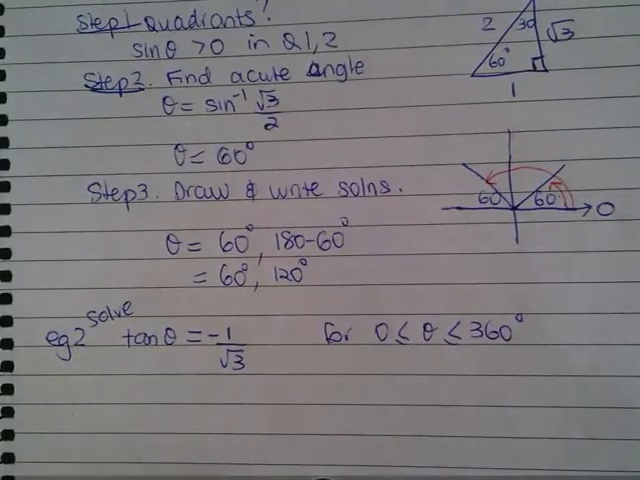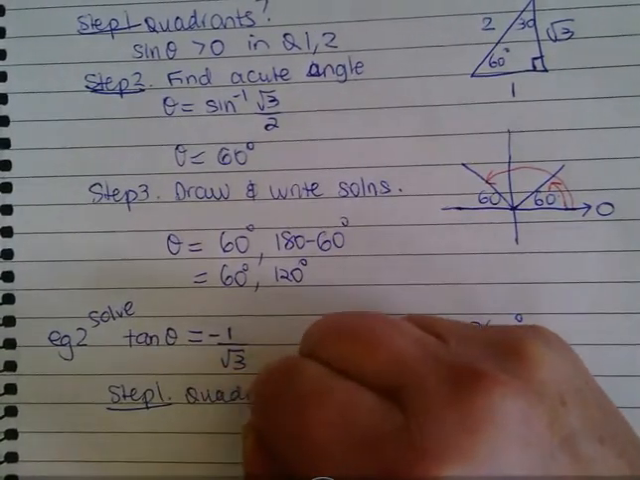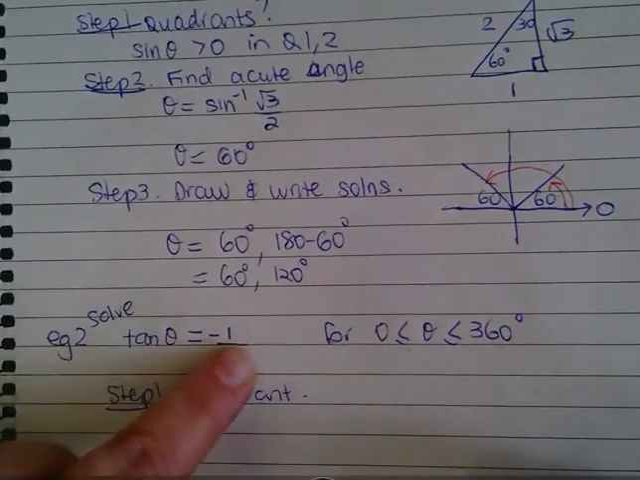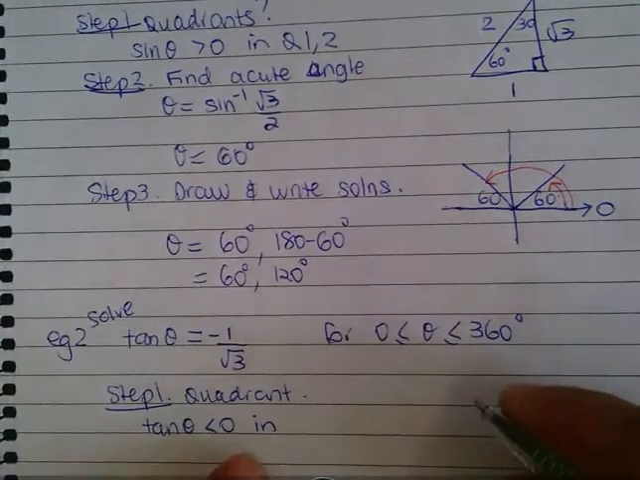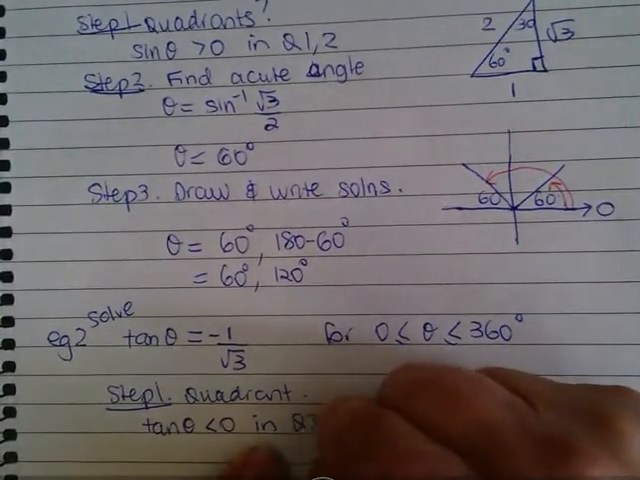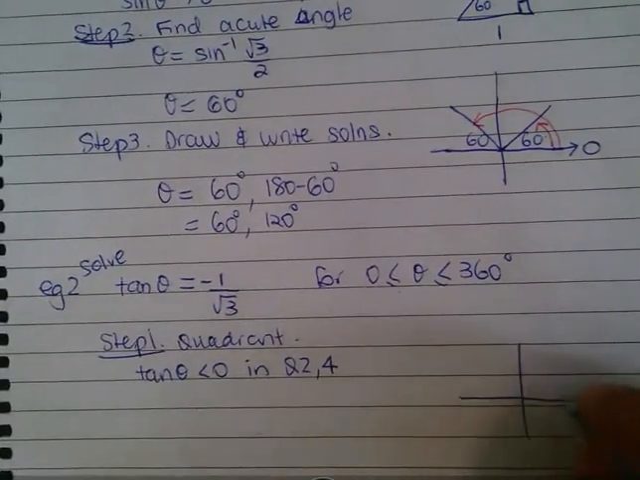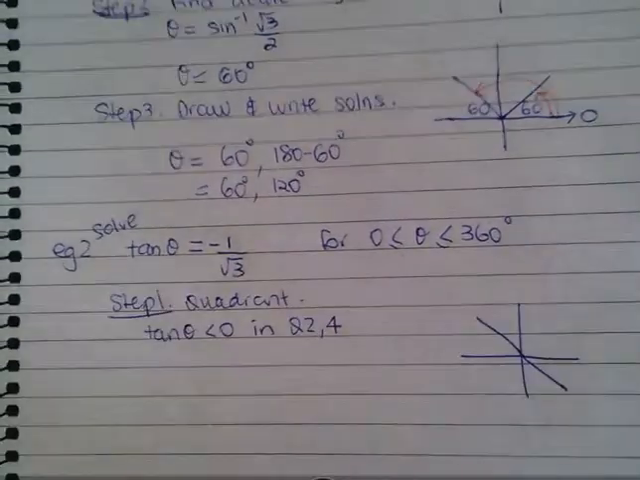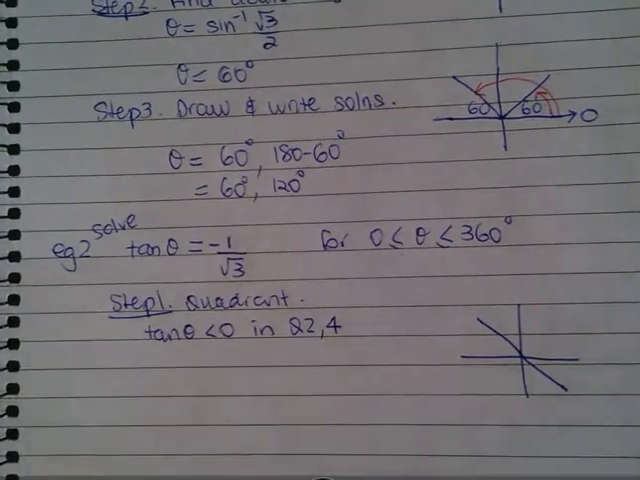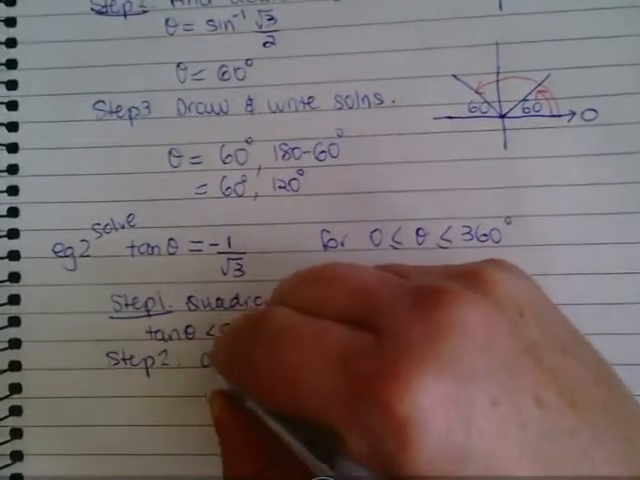3 steps again. What's step 1? Quadrant. What quadrant are we in? So you look at it and you say tan is negative. So you go tan theta is negative in 2 and 4. Okay, so I know I'm in 2 and 4. I just need to know my angle that I'm going to draw in my butterfly. That's the second step. Step 2, what's the acute angle?